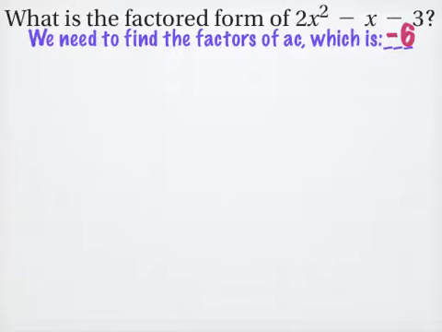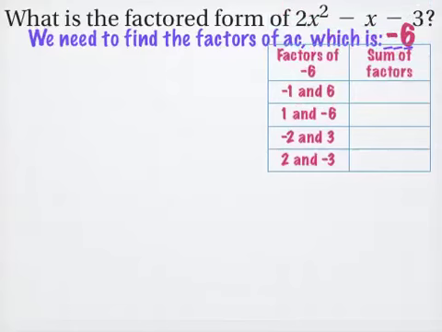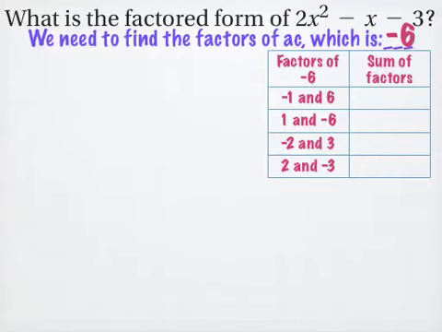In this case, I need the sum of the factors of negative 6 to equal negative 1. So I've listed my pairs of factors of negative 6. We have negative 1 and 6, which would have a sum of a positive 5. We have 1 and negative 6, which would have a sum of negative 5. Negative 2 and 3 would have a sum of positive 1, and 2 and negative 3 would have a sum of negative 1.